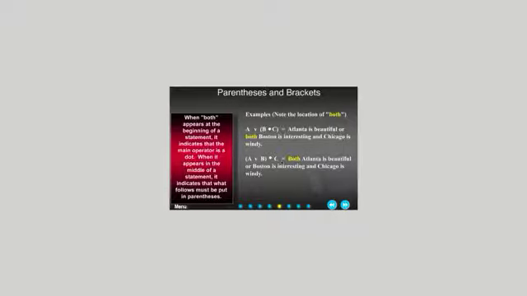But the "both" is here in this sentence: "Both Atlanta is beautiful or Boston is interesting" is one part, so therefore we put that in parentheses, and Chicago is windy.